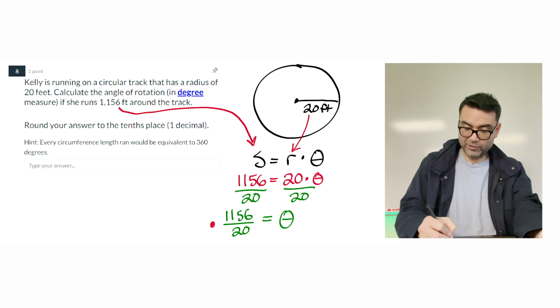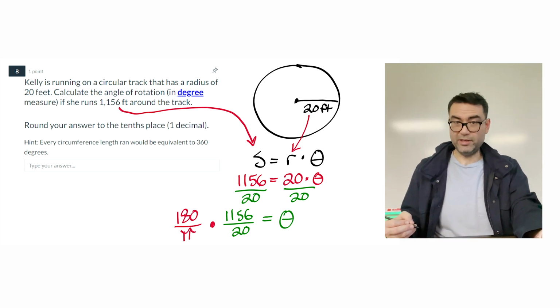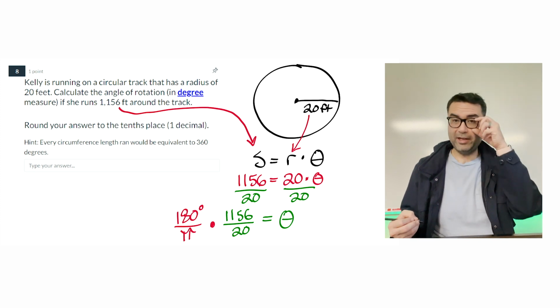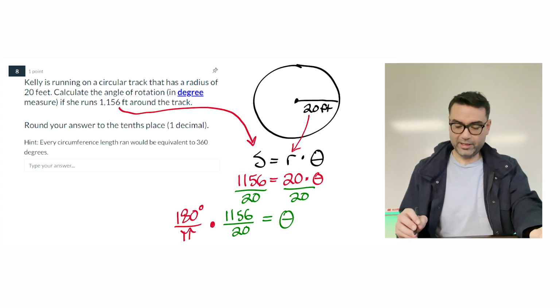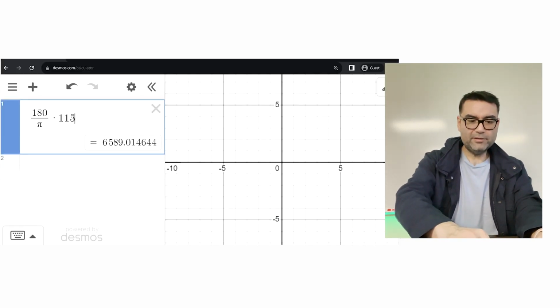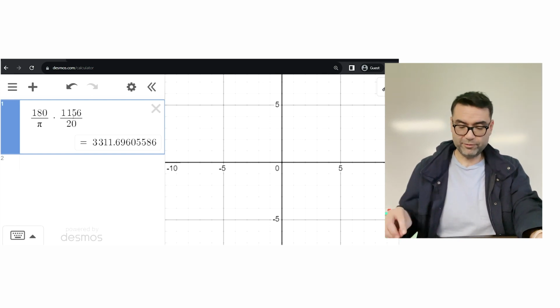I'm going to make sure I multiply this by 180 over pi to convert that to degrees, right? Because the degree unit is now on top, that means I am inheriting the degree unit. So in Desmos, I'm going to crank out that whole expression: 180 over pi times my answer to the formula, which is 1,156 over 20. Okay, 180 over pi times 1,156 over 20. And that would be in degrees. 3,311.7.